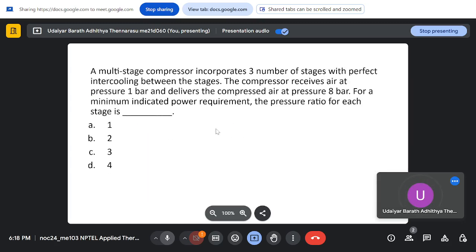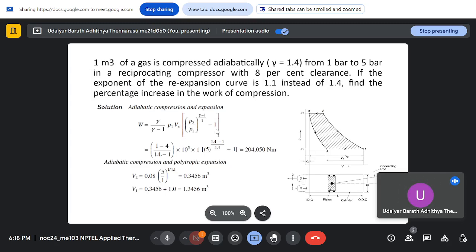So with that I have finished all the MCQs. Now we'll move on to some numericals.